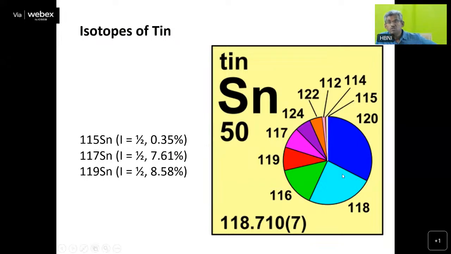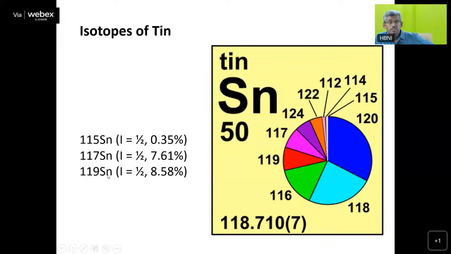So I can see the relative percentages here. These are the stable isotopes of tin, and out of these many stable isotopes, only 3 are NMR active. These 3 NMR active ones are difficult to probe, because first of all the abundance is less, and these 2, tin-117 and 119, are easy to probe.